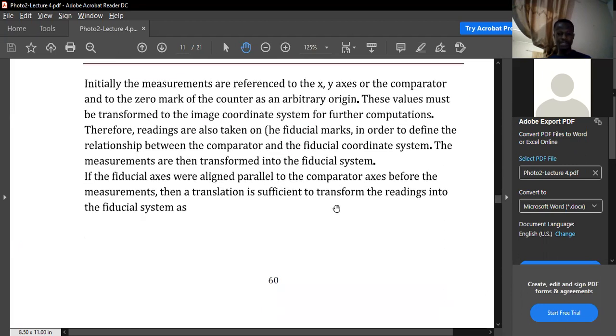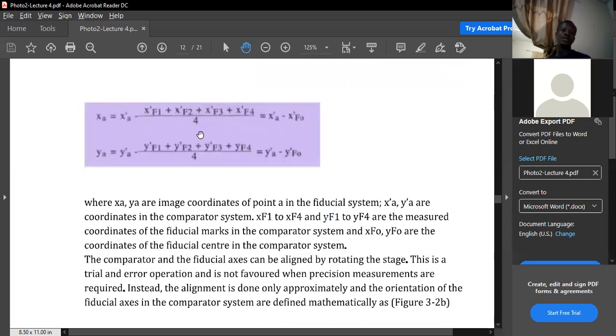And then the processing of the measurements really has to also take into consideration some of these formulas. This formula is not looking very clear, but when you actually look at it, there's a relationship between the fiducial marks and the photo coordinates. If you look here, x_a, y_a are image coordinates of the point in the fiducial system. x'_a, y'_a are coordinates in the comparator coordinate system. So comparator, fiducial, and then the image or the photo coordinates.